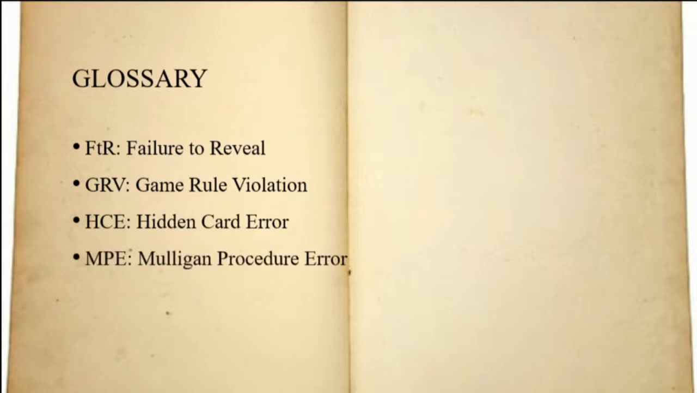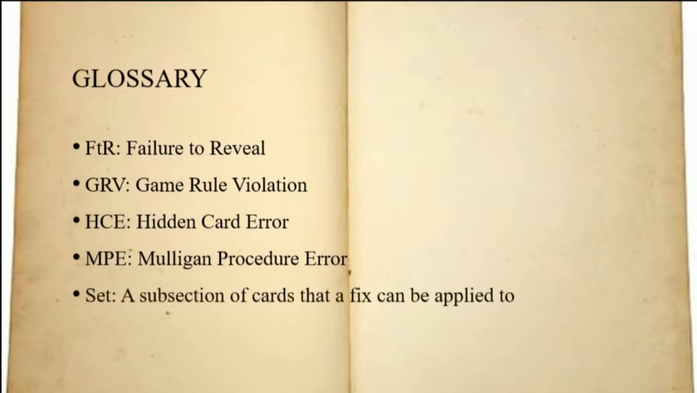So the first thing we're going to go over is I'm going to quickly go over the glossary, with FTR being failure to reveal. That is what it sounds like. You needed to reveal a choice, like search your library for an artifact, and you didn't reveal it was an artifact. Game rule violation is defined in the IPG. Hidden card error as well. Game rule violation is where you have done something wrong. Hidden card error is where you've done something where it's between two hidden sets. Mulligan procedure error: you did something wrong at the start of game relative to mulliganing.